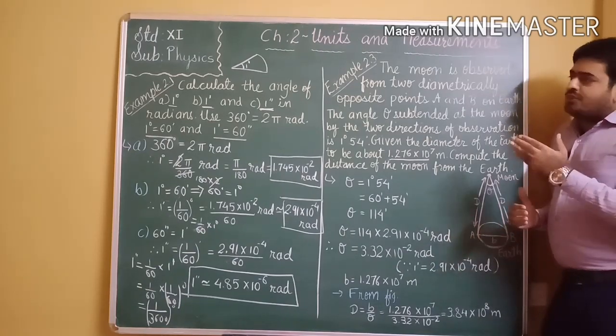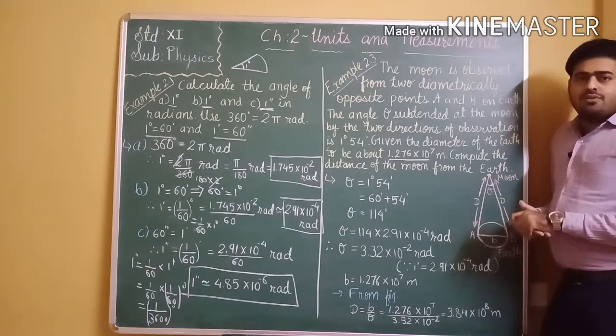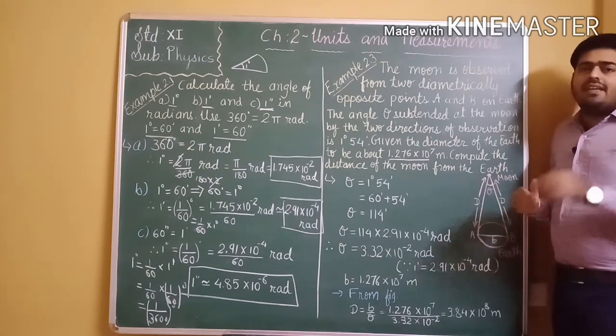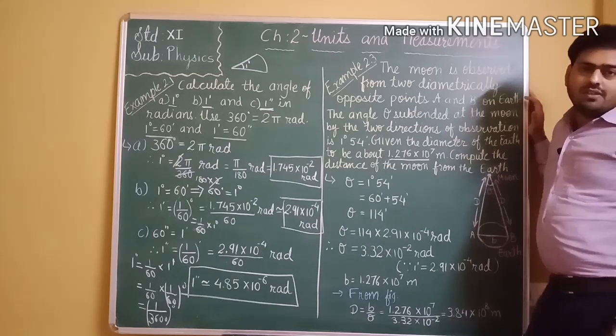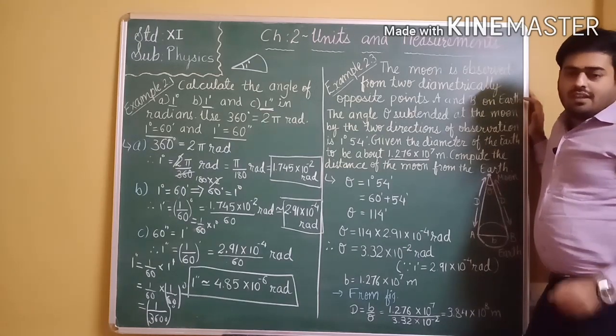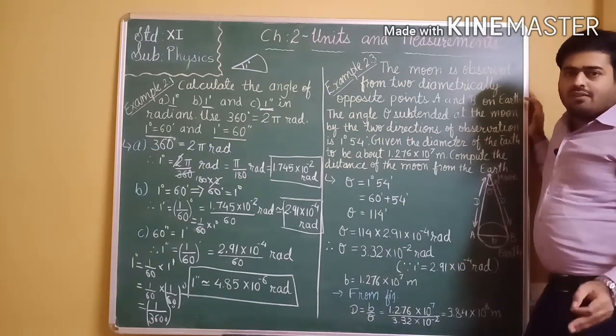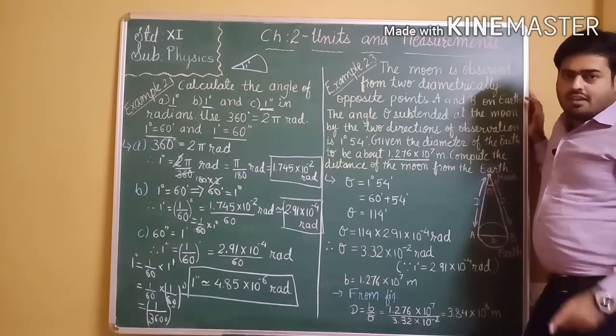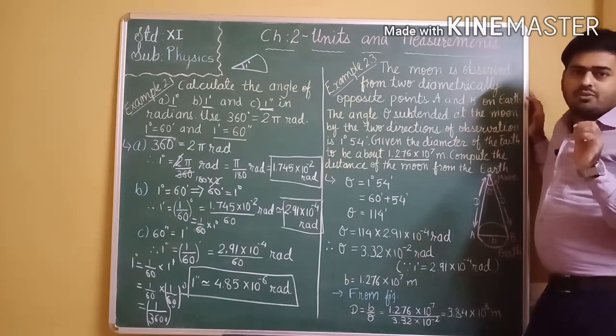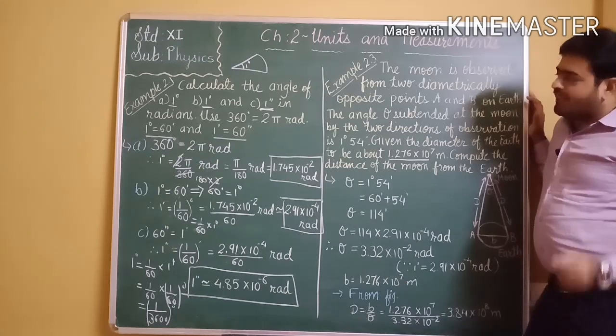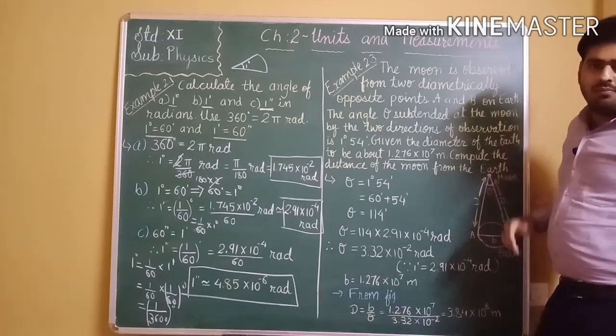I hope example 2.1 and 2.3 are clear to you. Now I am giving you example 2.4 in homework. In the parallax method, we have already obtained the formula. Using that, you can solve example 2.4. So I am giving you one example, example 2.4, in homework. Try to solve that.